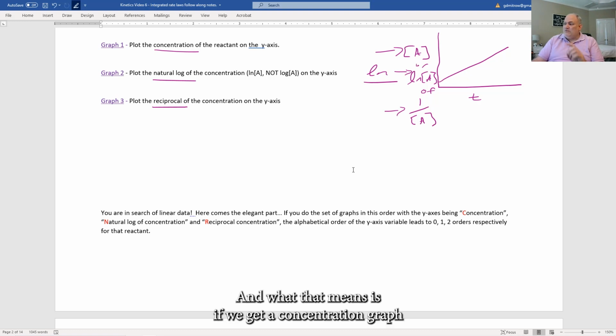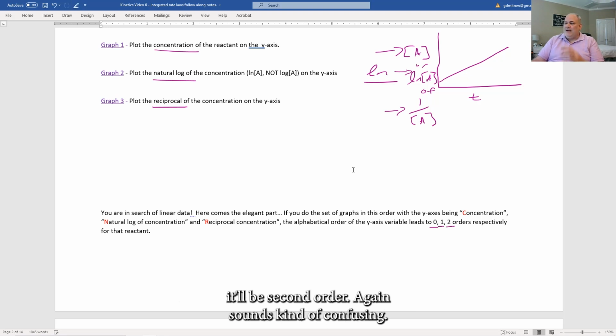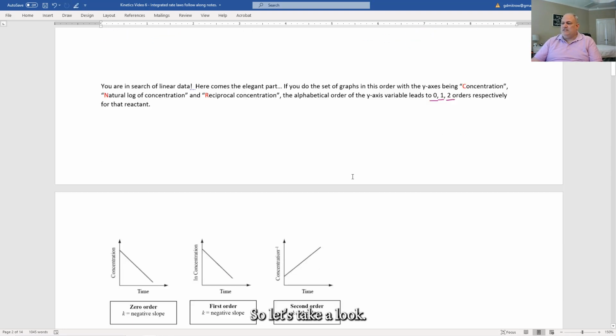And what that means is, if we get a concentration graph that is a straight line, it'll be zero order. If a natural log graph gives us a straight line, it'll be first order. And if we have a reciprocal concentration, which is this, giving a straight line, it'll be second order. Again, sounds kind of confusing, so let's take a look.